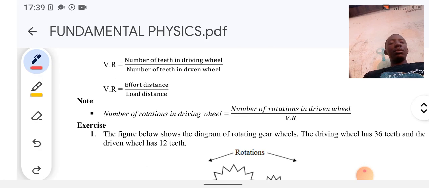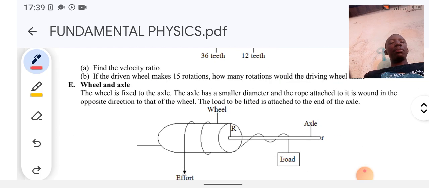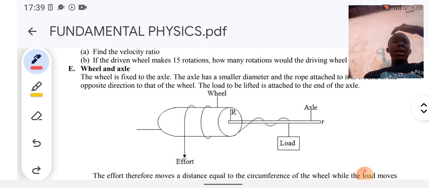So lastly, we have screws. The pitch of the screw is the distance between two adjacent threads, the turns of the screw rather. For one complete revolution, a screw moves through a distance equal to its pitch.